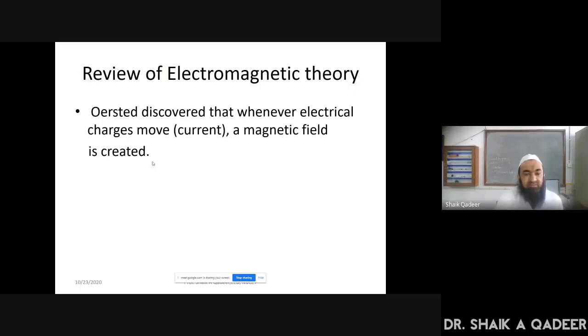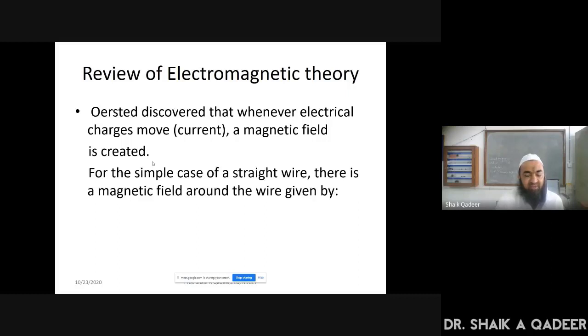Next, we will see the creation of a magnetic field due to the electric effect. This was discovered by Mr. Oersted. According to him, a magnetic field is created in the surrounding of a current carrying conductor. For the case of a simple wire, it is given by this relation: B is equal to mu naught I divided by 2 pi R.